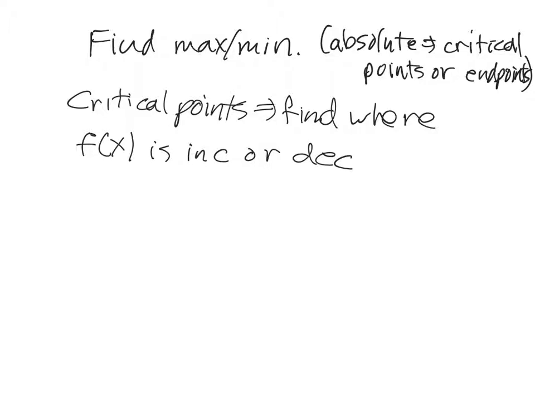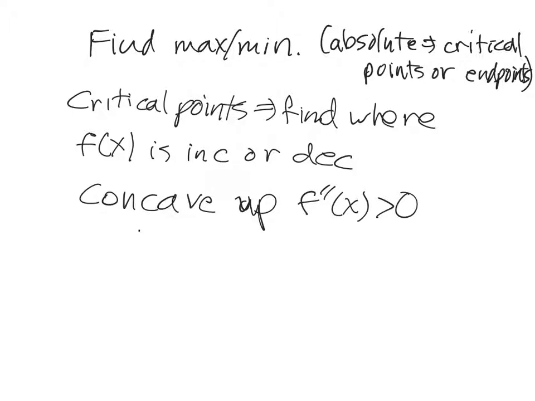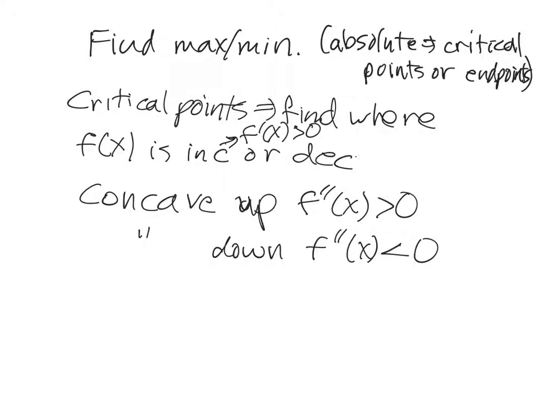How do we find concavity? Take the second derivative. Second derivative deals with concavity. Concave up is where the second derivative would be positive. Concave down, second derivative would be negative. Whereas back here on the increasing and decreasing, it's the first derivative. Increasing, first derivative is positive. Decreasing, first derivative is negative.